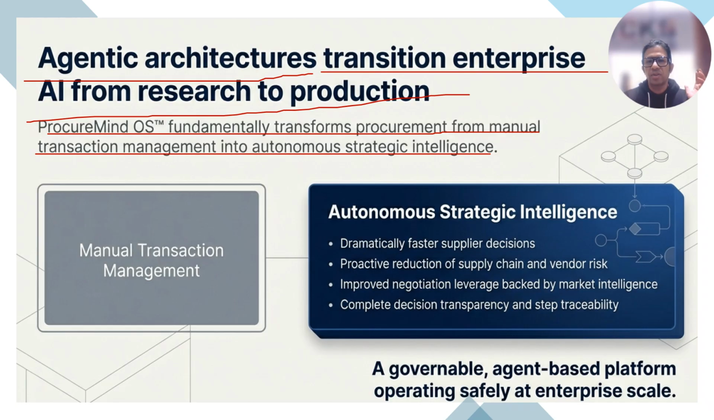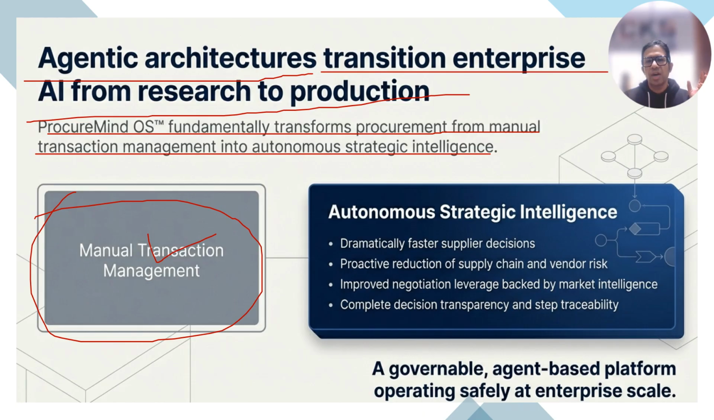Now look at the left gray box, this one. See, this is procurement today in most companies: lots of emails, spreadsheets, manual vendor comparisons, slow approvals, late risk detections, and contract cycles that drag on. See, manual transition management, manual and reactive.